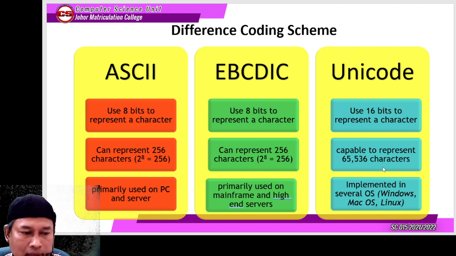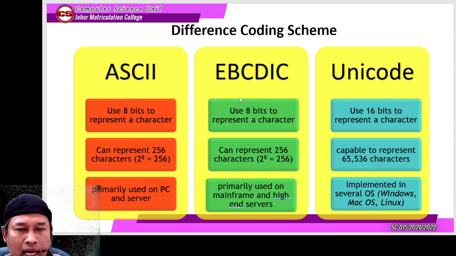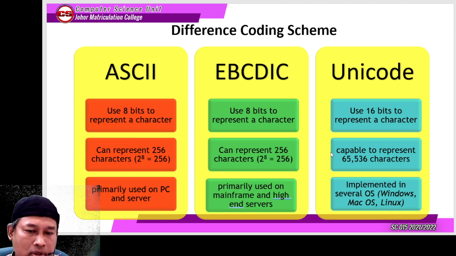65,536 characters. Now ASCII is implemented on your PC and server, and EBCDIC is implemented on mainframes and high-end servers. High-end servers means supercomputers. And Unicode is embedded in the OS, for example Windows OS or Linux.